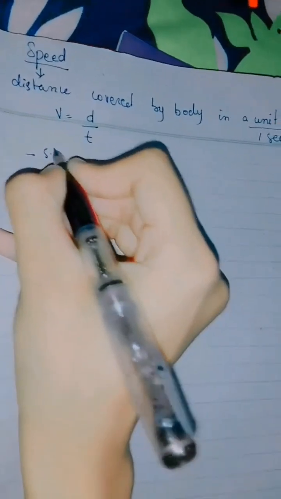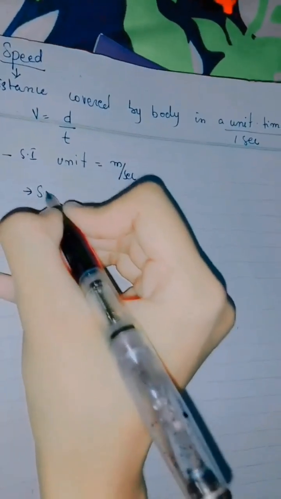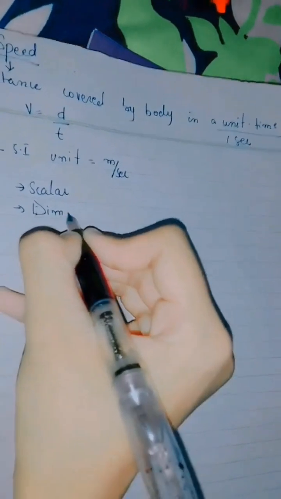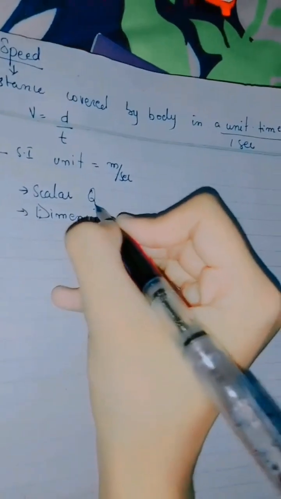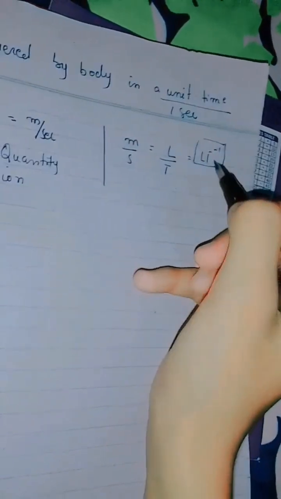The SI unit of speed is meter per second, and it is a scalar quantity. Let's find the dimension of speed. Basically, meter per second: meter is length, second is time. When time goes up, it will be LT power minus 1. So the dimension of speed is LT power minus 1.